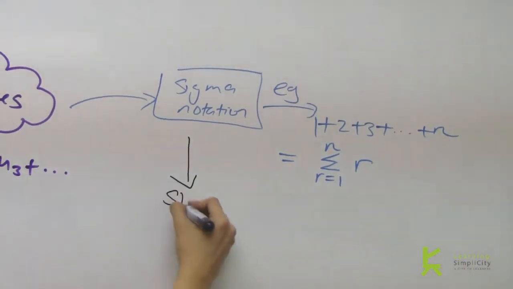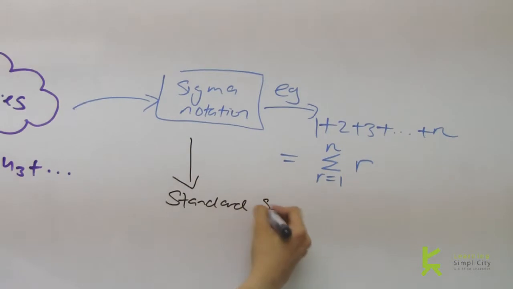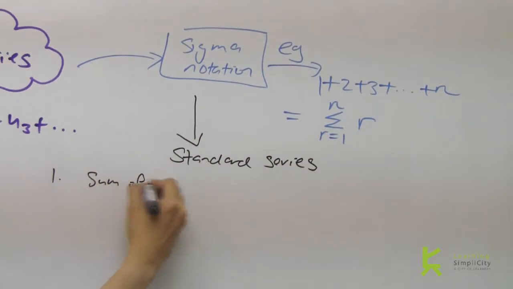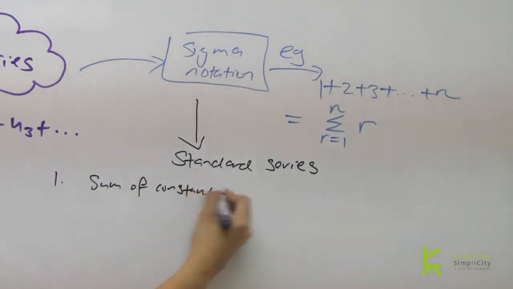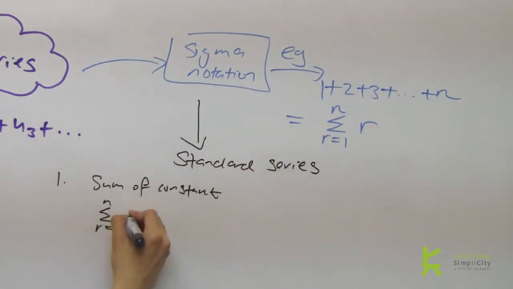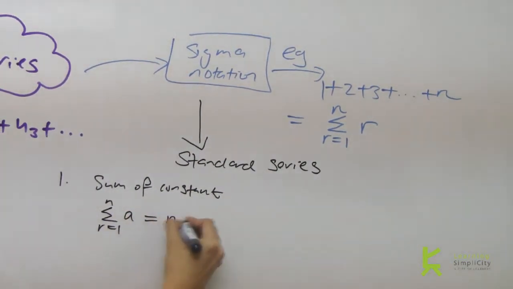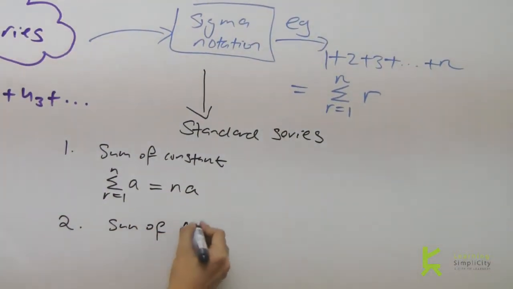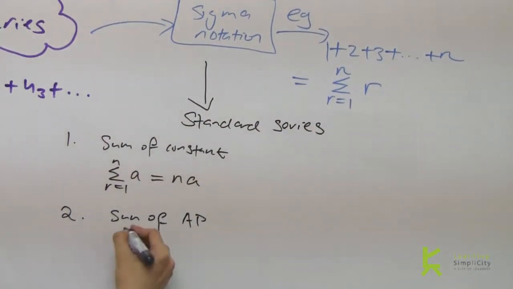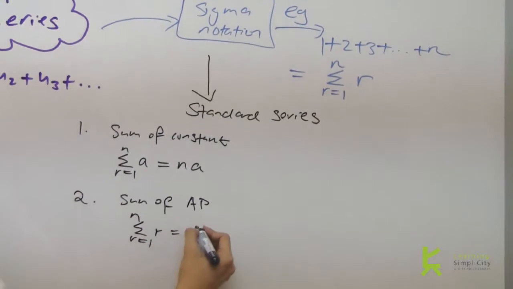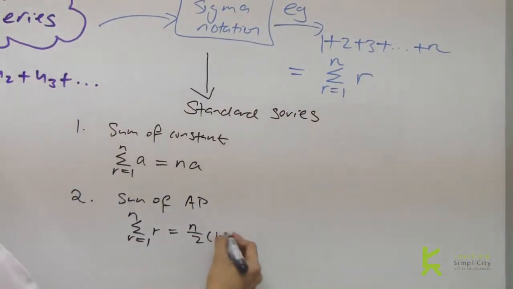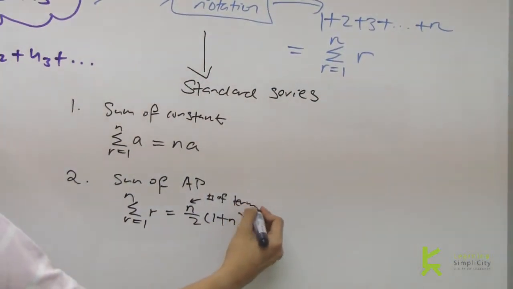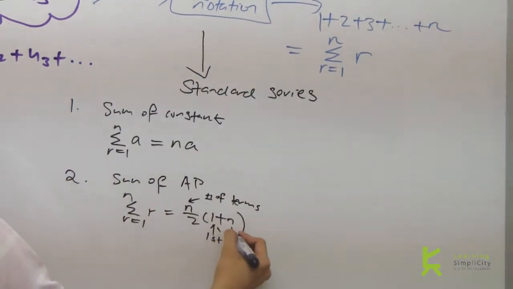Further to this, it can be represented in 5 basic standard series. The first being sum of constant. Can denote this as summation r equals to 1 to n, a, where a is a constant, the outcome will be n a. For the second one, we have a sum of AP. Summation r is 1 to n, r. The outcome will be basically n over 2, 1 plus n. Take note that this n is actually the number of terms. 1 is the first term, n is the last term.